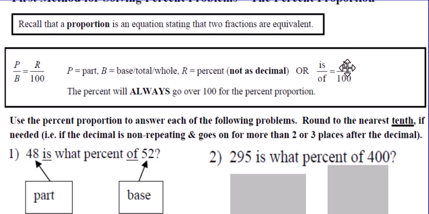Now you're going to notice off to the right here, I have is over of equals R over 100. That's because the percent R always goes over 100, but pretty frequently we are going to see our base near the word of, like out of some number, and our part is typically going to be nearest the word is in the problem. Again, this is not always the case, but we're often going to see that. And that's because if we say, for example, in number 2, 295 is, meaning it is part of some other number. So let's look at some examples.